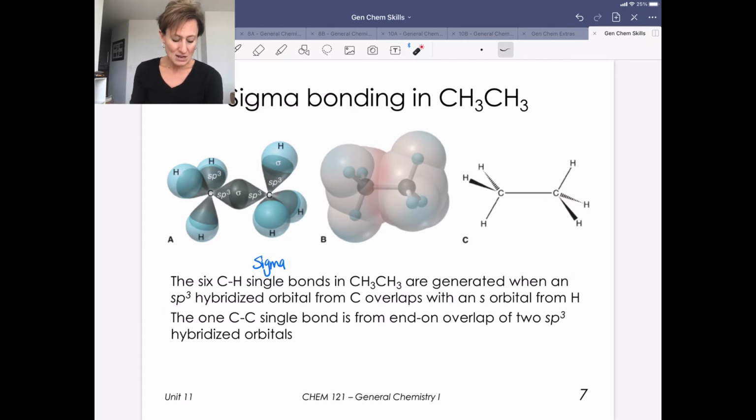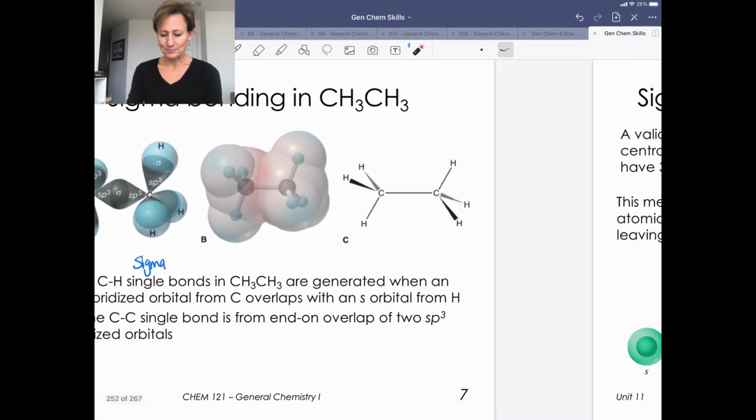Okay, there's one other kind of bond that we have in this molecule, and that's the carbon-carbon single bond. Again, we could describe that as a sigma bond. So the carbon-carbon single bond is formed from end-on overlap of 2 sp3 hybridized orbitals, right? So again, I don't have the words "is formed from." All right, so that's the Mad Libs language that we need to have. So that's for something that only has single bonds, so only sigma bonding.